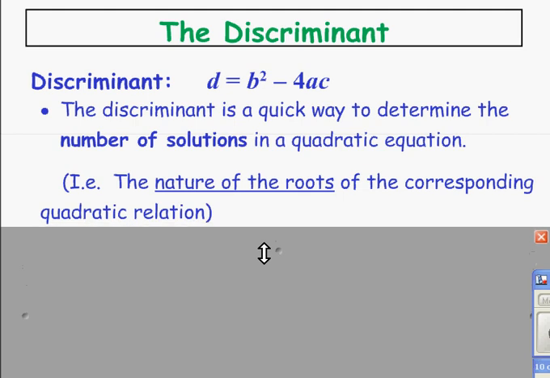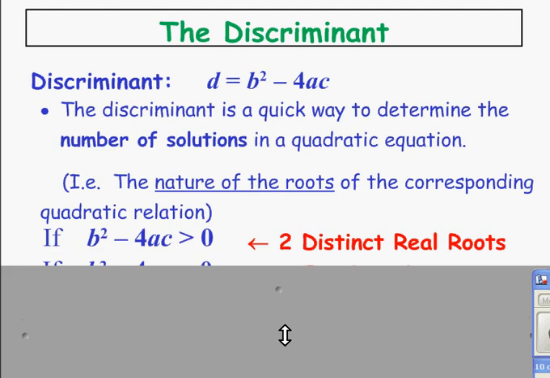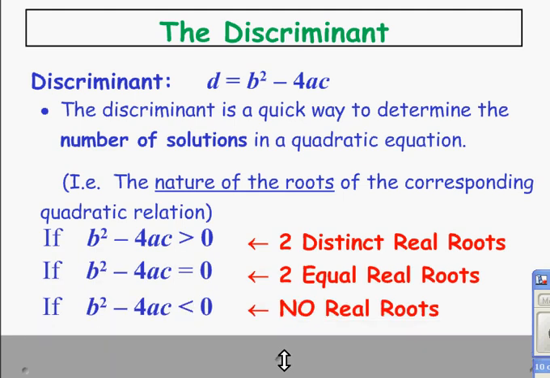Okay, so on the last lesson I showed a couple of sketches of quadratics, right? So if there's no solutions, it means the parabola doesn't touch the x-axis. If there's one solution, it means the vertex is on the x-axis. And if there's two solutions, it means it touches the x-axis twice. So when we're looking at the discriminant, we have three possible scenarios.